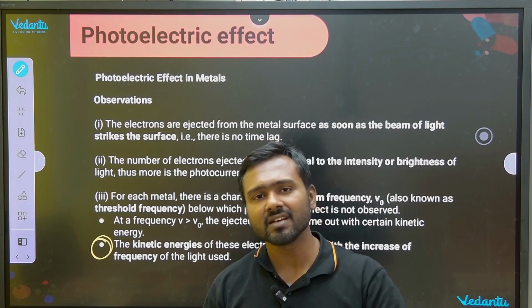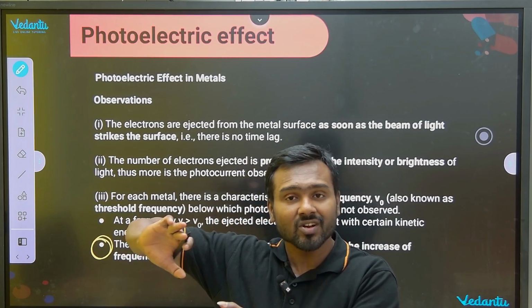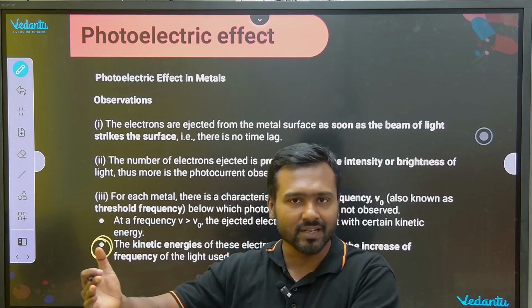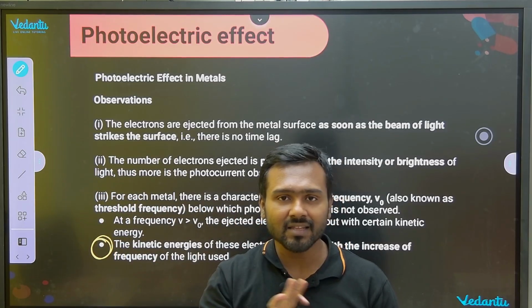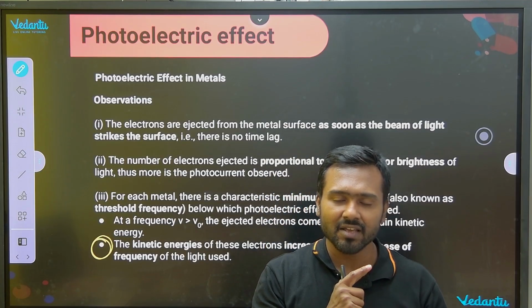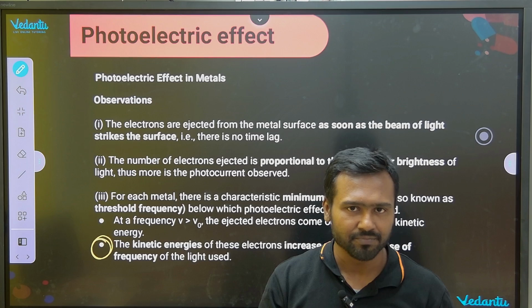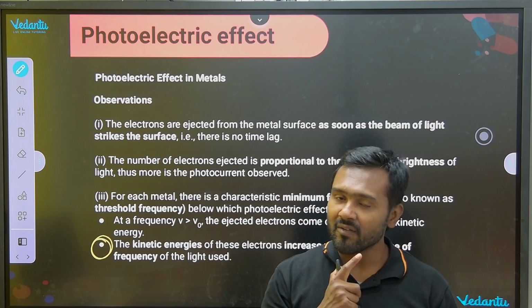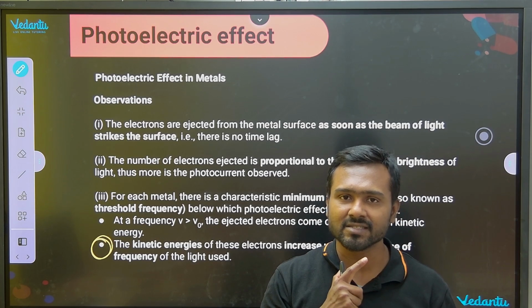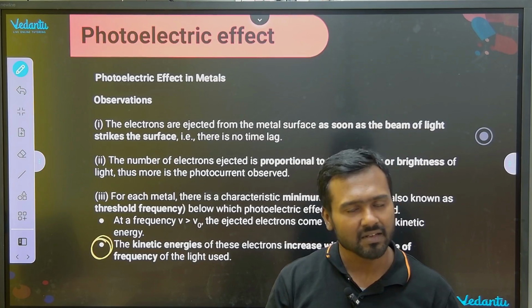When the intensity of incident light increases, the number of electrons ejected out is going to increase, but not the kinetic energy. So when does the kinetic energy increase? When the frequency of incident light increases. The number of electrons ejected out increases if the intensity of incident light increases.